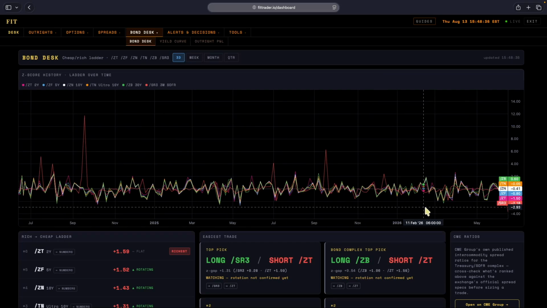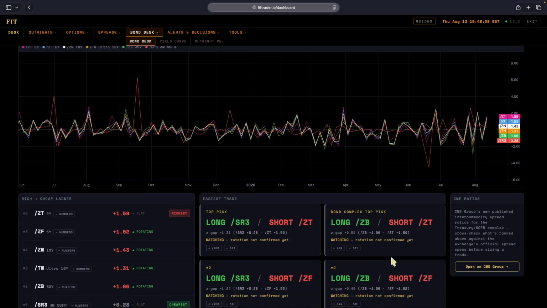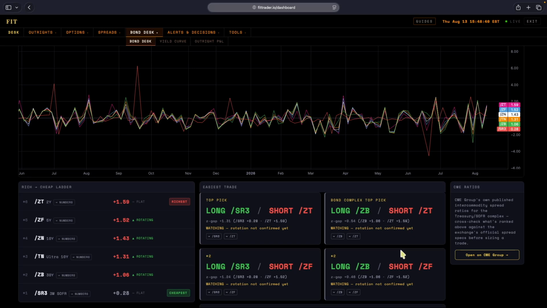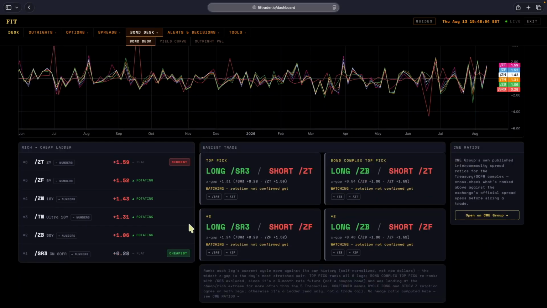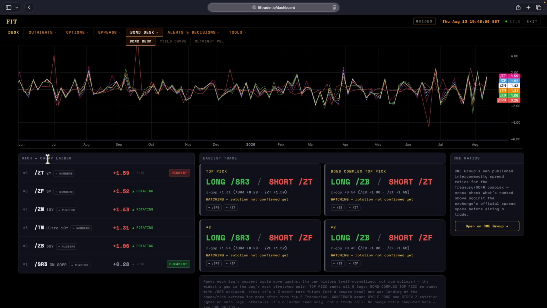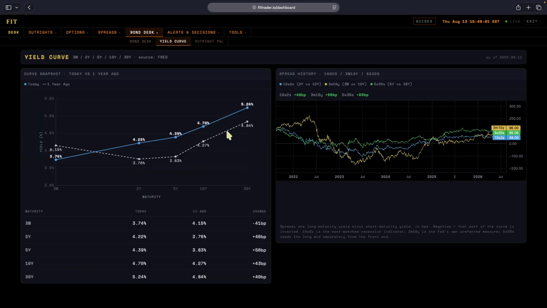And then over here on the bond desk, we traded this today and we're making money. This is the top pick throughout the yield curve. Well, not the entire curve, but going from the 3-month all the way to the 30-year. Again, really the 20-year. And then for your ratio, you can see here, this is the ladder. You can see what's cheap, what's rich. You can balance it against this. This is the yield curve.